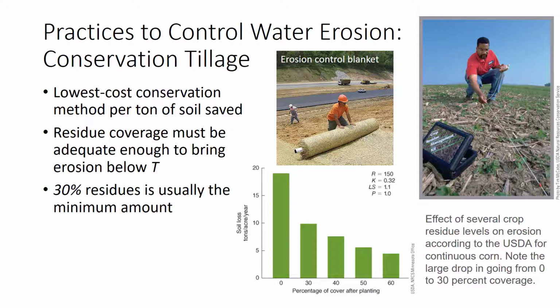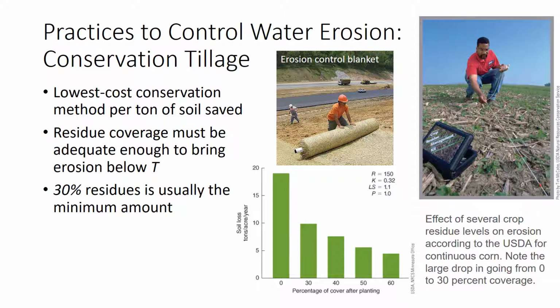The effectiveness of conservation tillage depends on a rough soil surface and surface residues, especially during the critical period before the crop canopy fills in. The definition of conservation tillage states that residue coverage must be adequate to bring erosion below T. 30% coverage is often taken as a minimum amount.